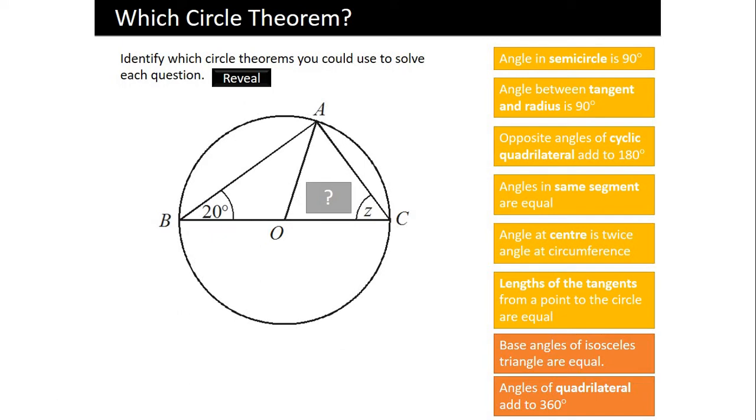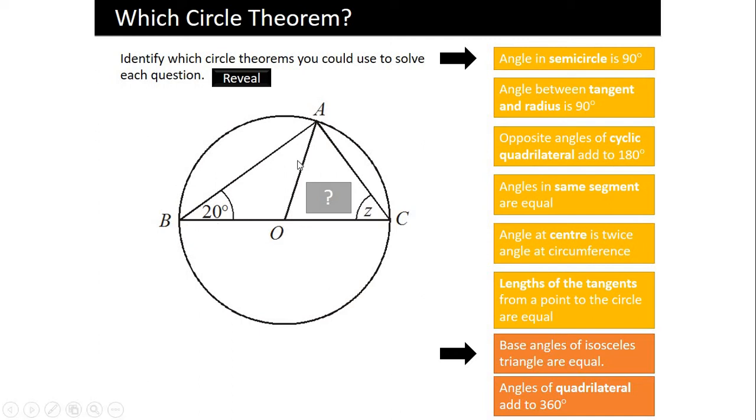Again with this question. So for this one, we would use that the angle in a semicircle is 90. So this angle here would be 90 degrees. And the base angles of isosceles triangles are equal.